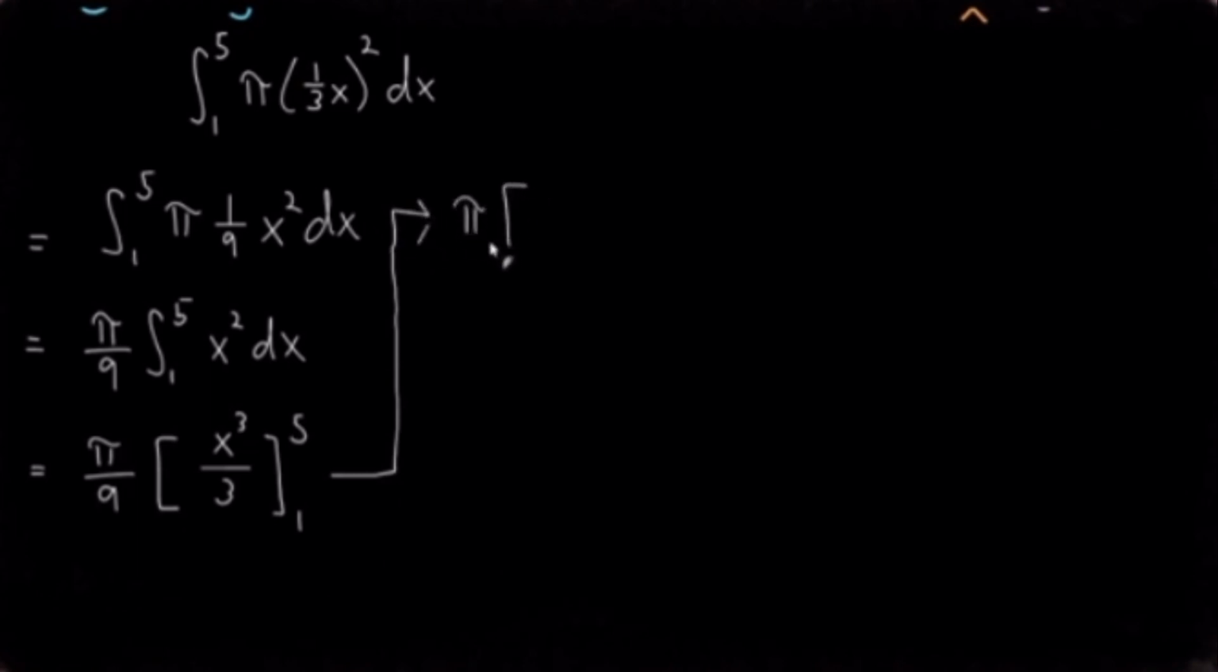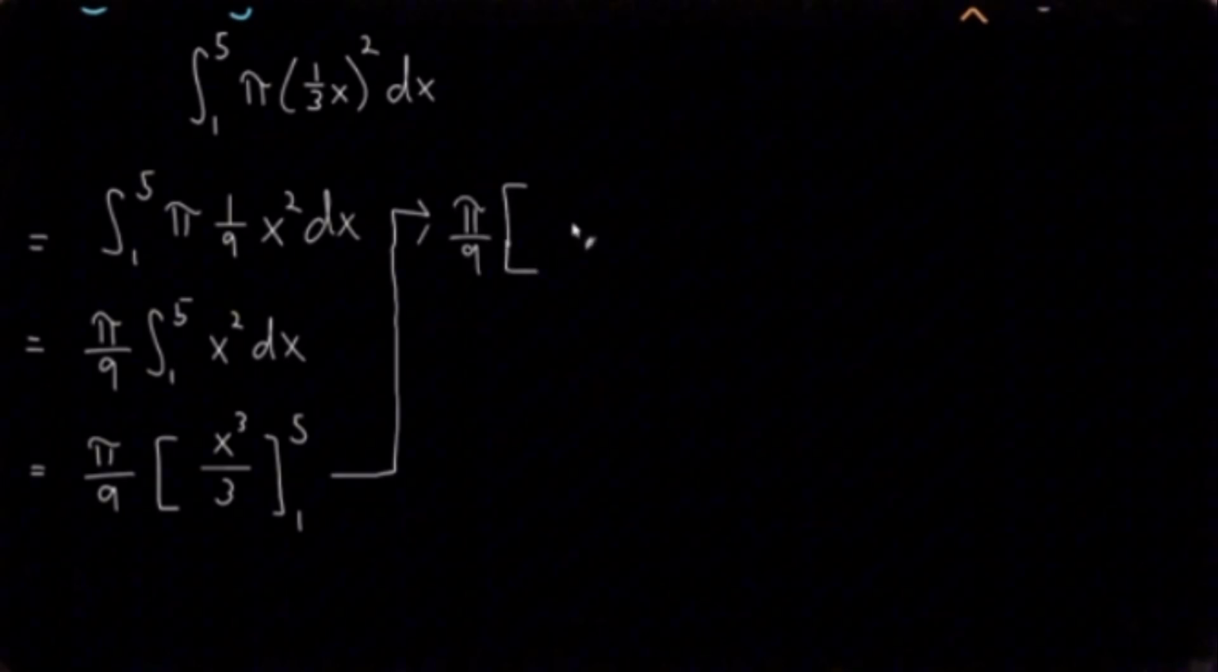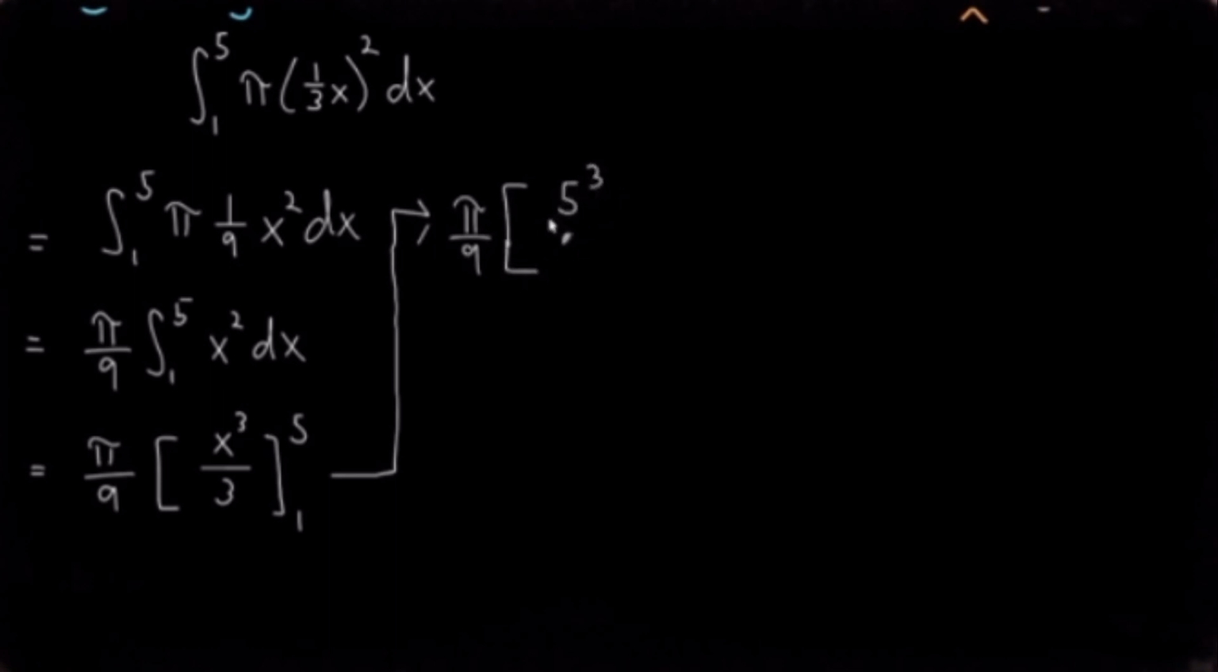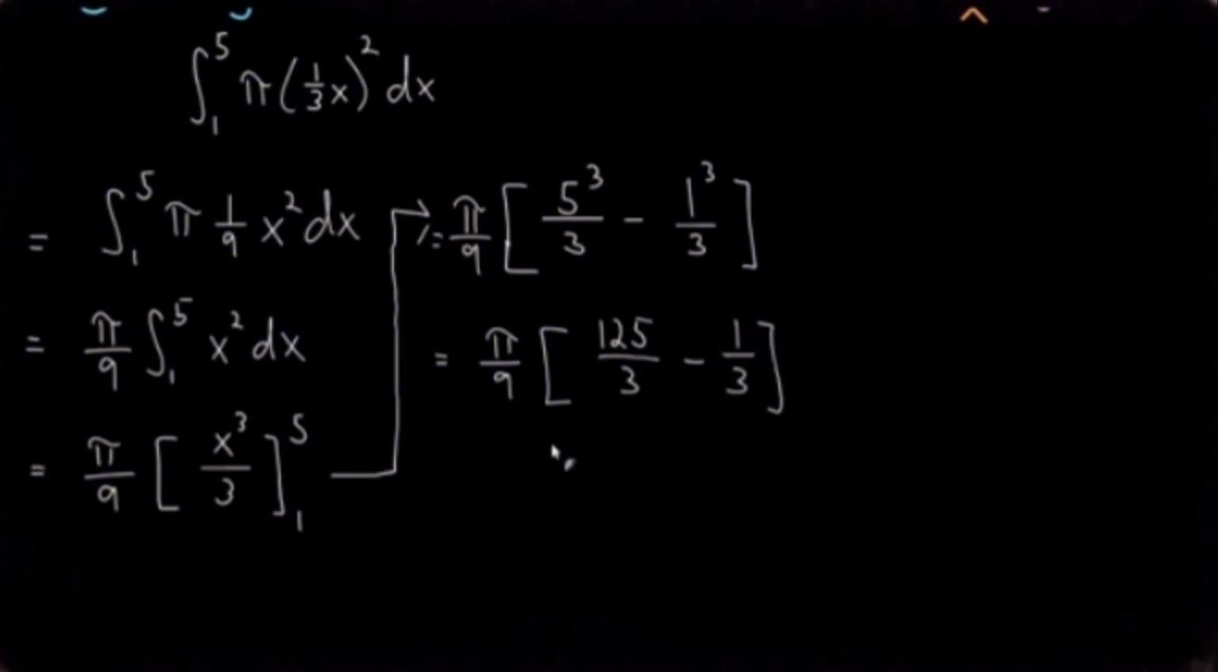So this is pi over 9 times, we plug in 5 and we get 5 cubed over 3, minus, then we plug in 1, 1 cubed over 3. And so this is pi over 9 times 125 over 3 minus 1 over 3, and the whole thing simplifies to 124 pi over 27. Okay, and this is our final answer. This is the volume of the solid we had at the beginning of the video. That is the volume of the solid of revolution we were looking for.